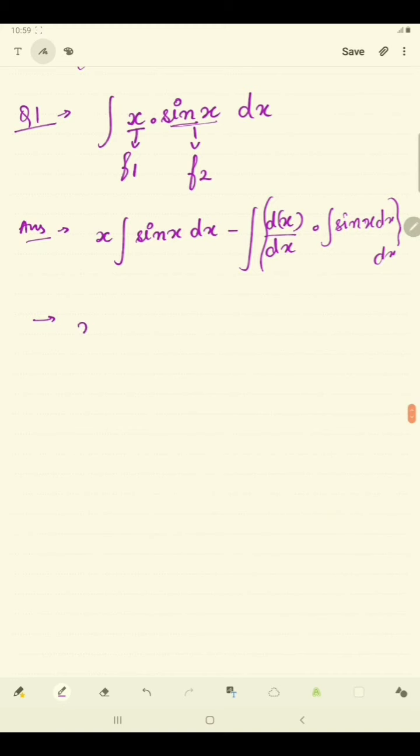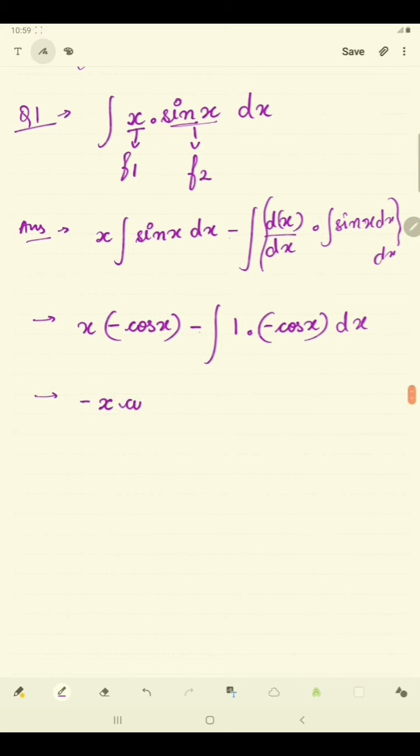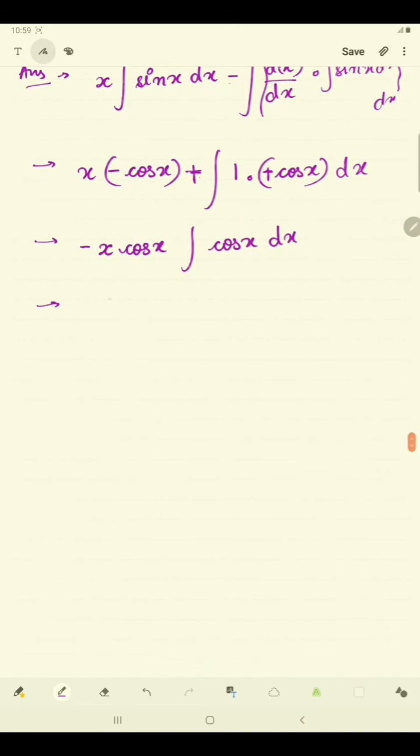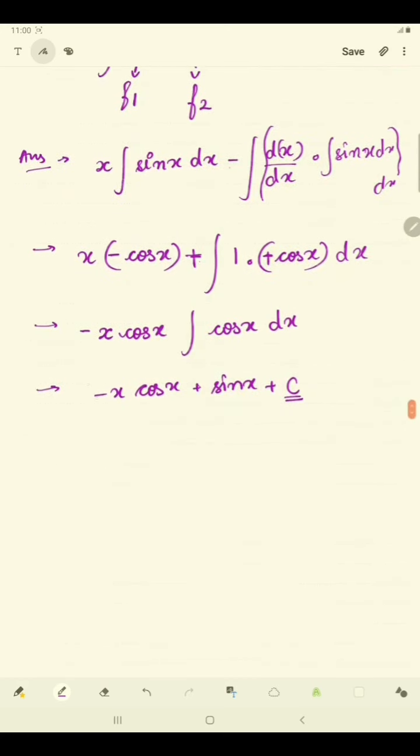Now solving this, we know that the integration of sin x is minus cos x, and the negative sign remains here, and the differentiation of x with respect to x is 1 dot the integration of sin x, which is minus cos x dx. Now we get minus x cos x, and the two negative signs cancel, so we now have plus the integration of cos x dx. The integration of cos x is known by us. It is positive sin x plus c, the constant of integration. We are done with the first question.